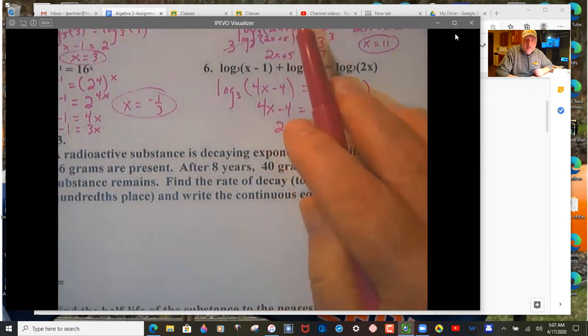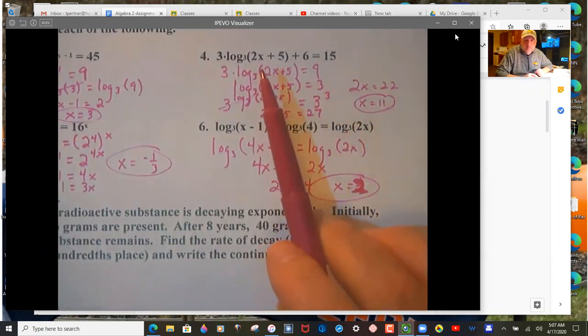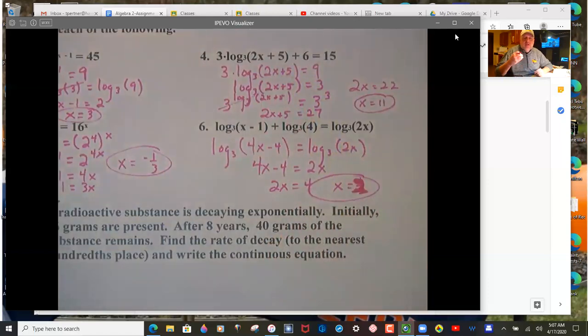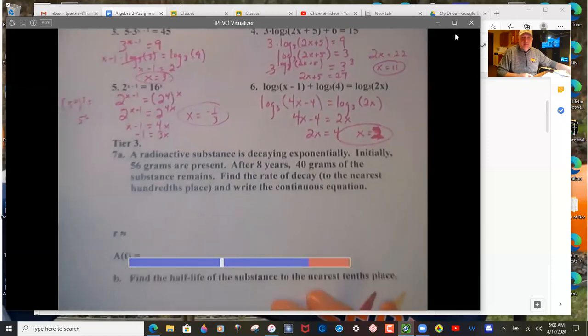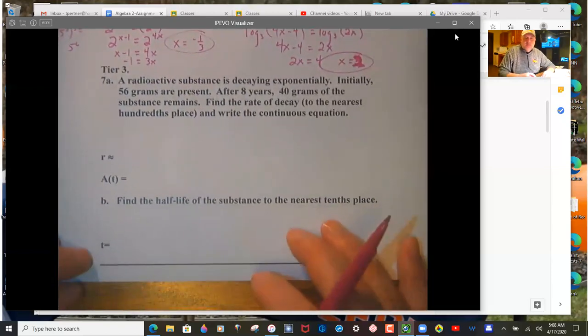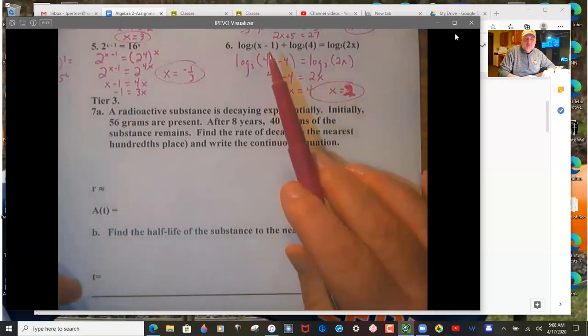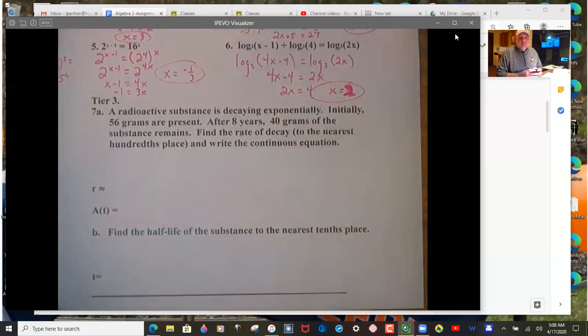So we're good up here on this one. 22 plus 5 is 27. So you just want to make sure that inside those parentheses, you always have a positive value. You can get negative answers. It's just that when you go to substitute it in, what's in those parentheses has to be positive, or you can't do log of a negative number.